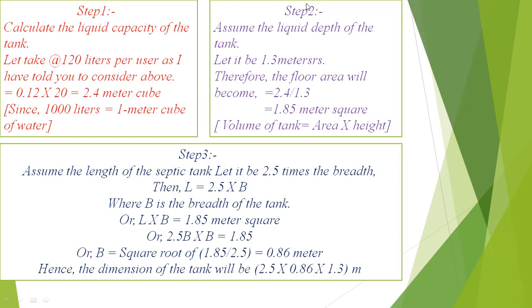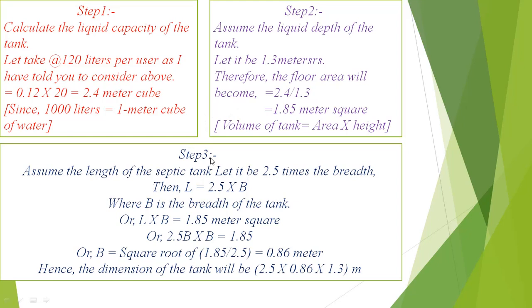Then step 2, assume the liquid depth of the tank, let it be 1.3 meters. Therefore, the floor area will become 2.4 divided by 1.3, which is equal to 1.85 meter square. Volume of tank is equal to area into height. We have assumed a height here, so area will be volume divided by height.